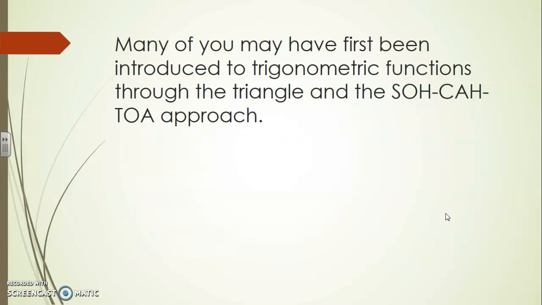Many of you have been introduced to trigonometric functions through the use of right triangles, and perhaps you've heard of the SOH-CAH-TOA approach. If you haven't, let's think of a right triangle with an angle theta, not being the right angle, obviously. The hypotenuse is always the longer side of the right triangle, and then we have the opposite side to the angle theta and the adjacent side to the angle theta. So the hypotenuse, the opposite, and the adjacent are obviously of a certain length.